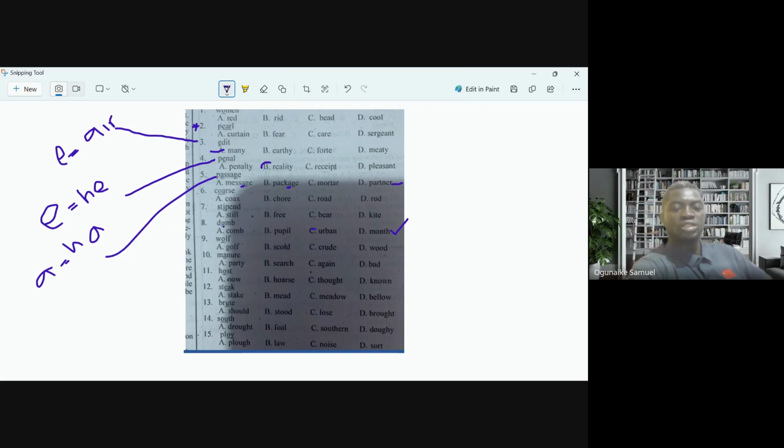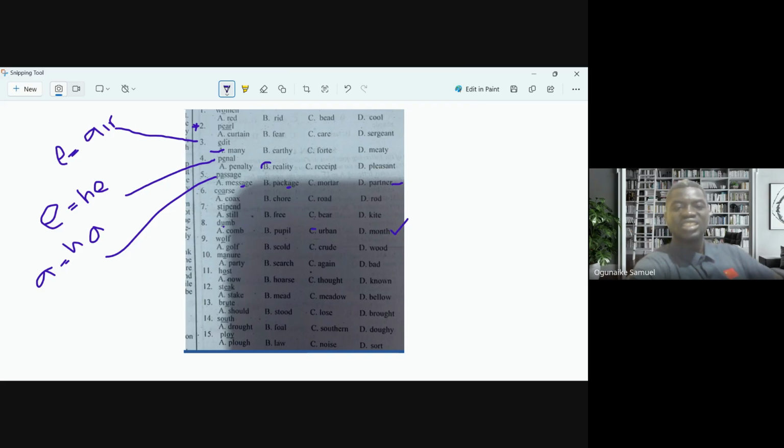Number 11. O's. That one is easy. O, because there's no long O, no short O. O is easy. Host. Thought. No, no, no. Known. So the answer is D.